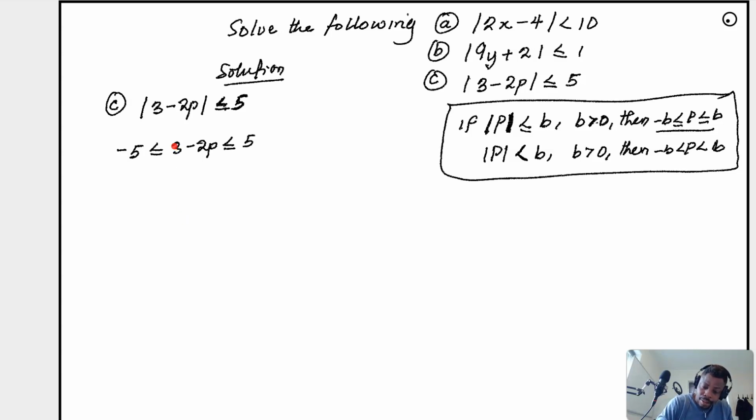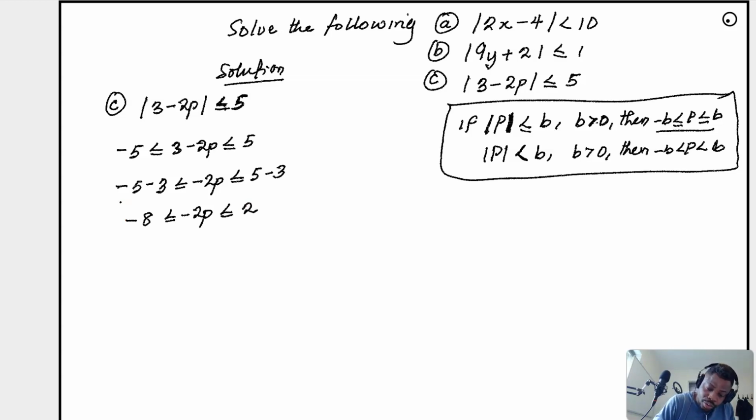Okay, now this is 3. I can take 3 to this side, that is minus 3. So there's minus 5 minus 3, minus 3 less or equals to minus 2p less or equals to 5 minus 3. So this is minus 8 less or equals to minus 2p less or equals to 2.